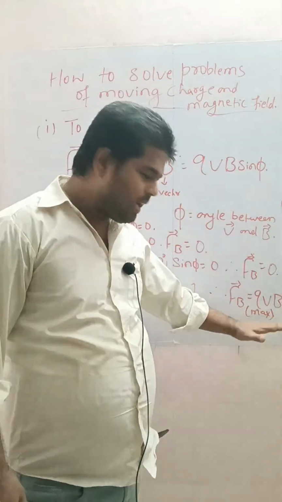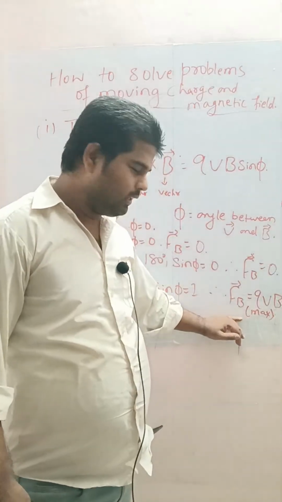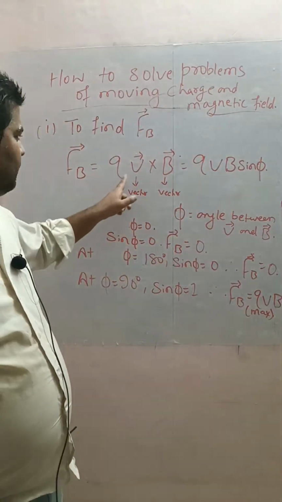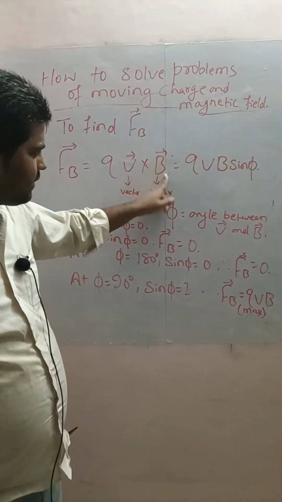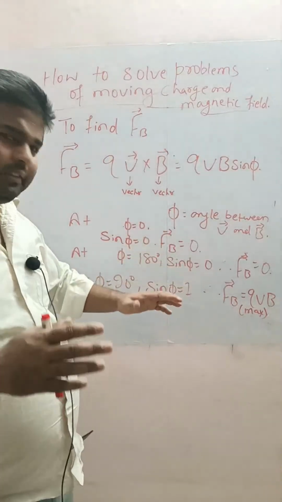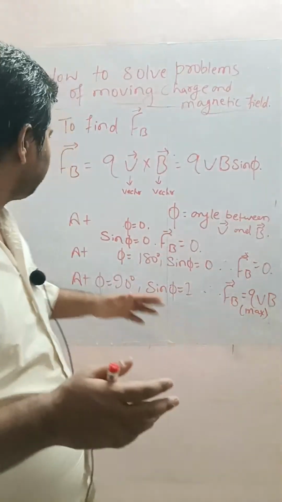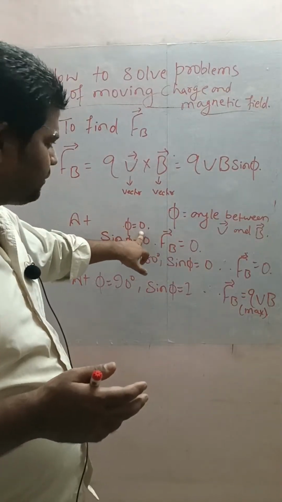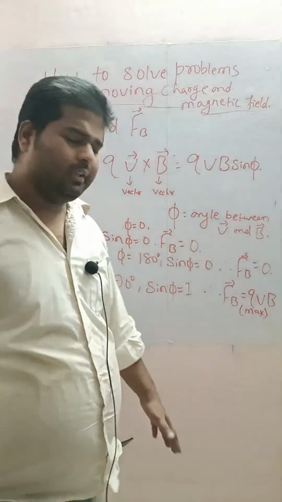Fb = qvB, this is the max value of magnetic force experienced by this charge. For the same charge with the same velocity in the same magnetic field, due to their angle, due to the interaction, force differs when phi is equal to 0. What is the meaning of this?